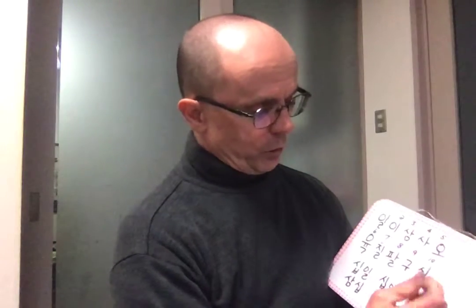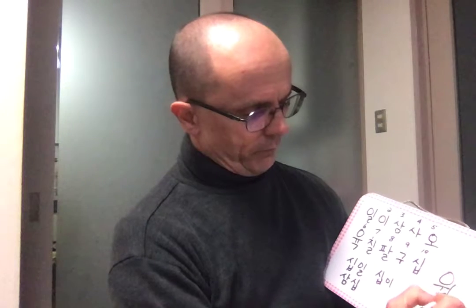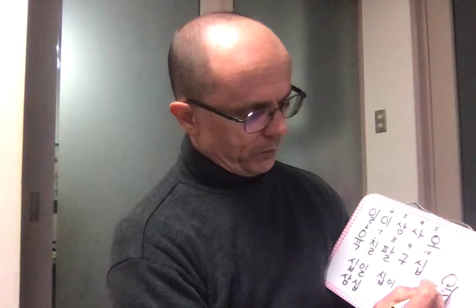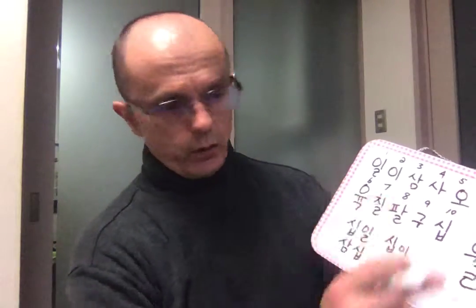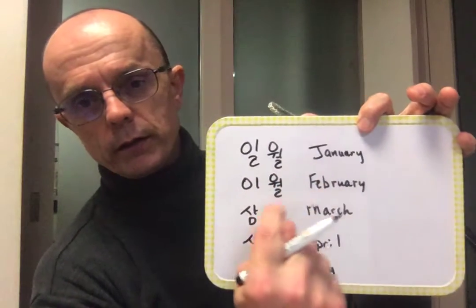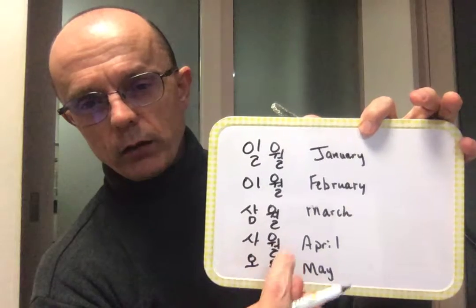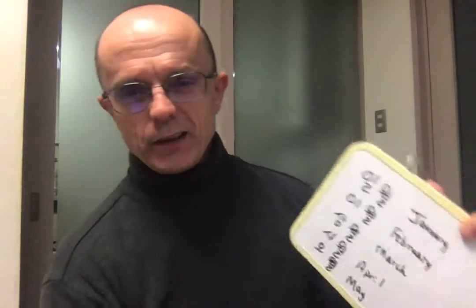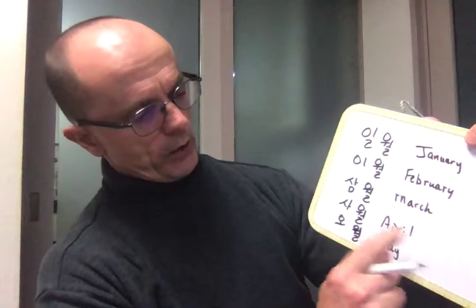So a month is just 월, right? So we just get 월, right? So 1월, 1월 is January, right? So 1월, 2월, 3월, 4월, 5월, right? And it gets kind of contracted together, right? So we have January, February, March, April, May.